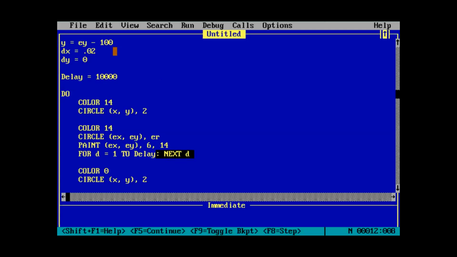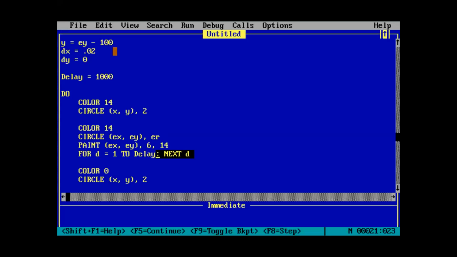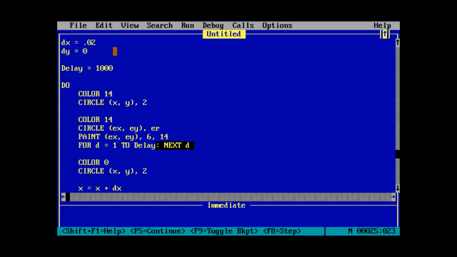Maybe we ought to change the delay a little bit. See if a delay of 1,000 makes it. There, that's a pretty smooth looking object. That'll depend upon the speed of your computer and the way that you're running this program.